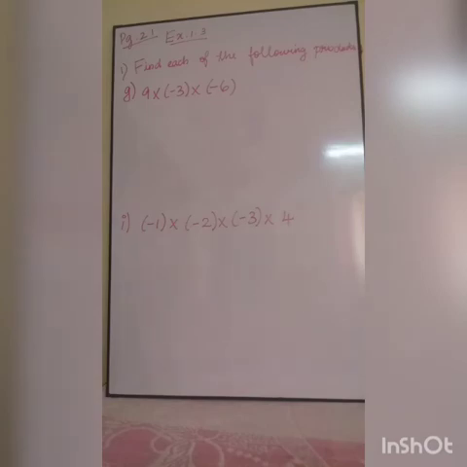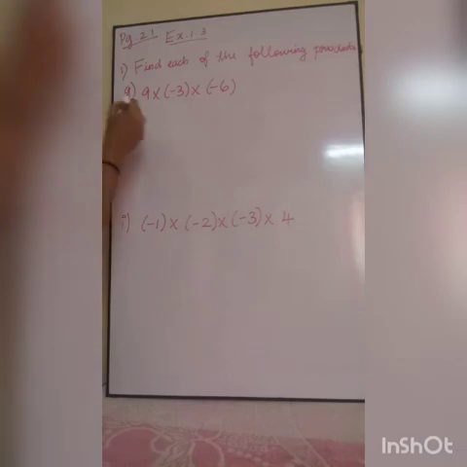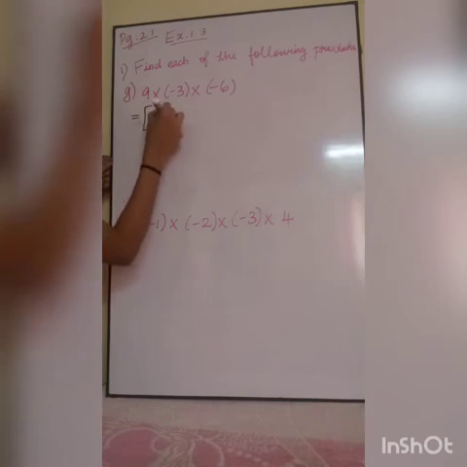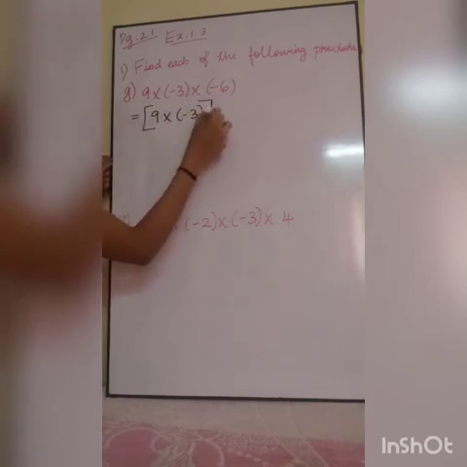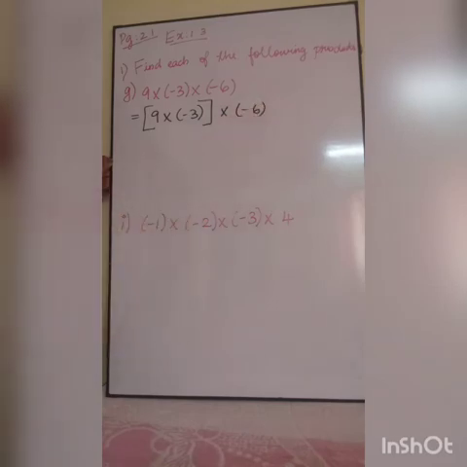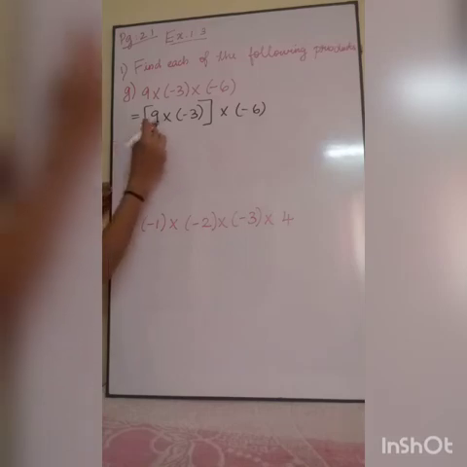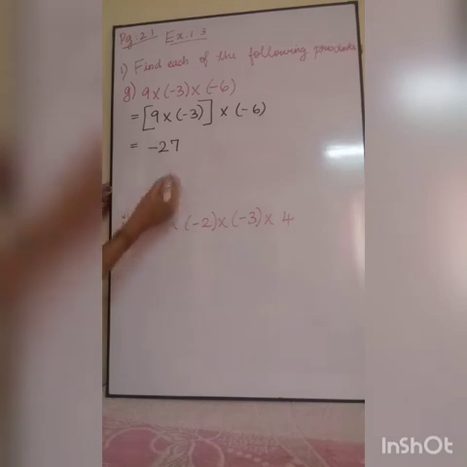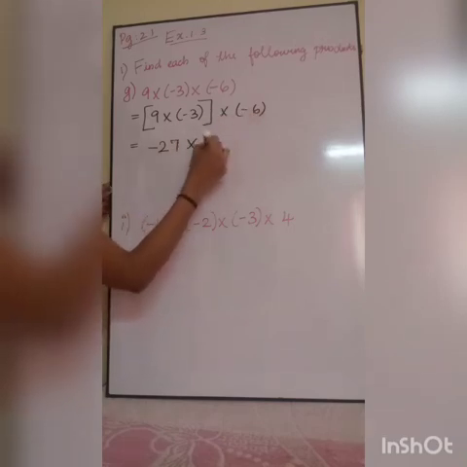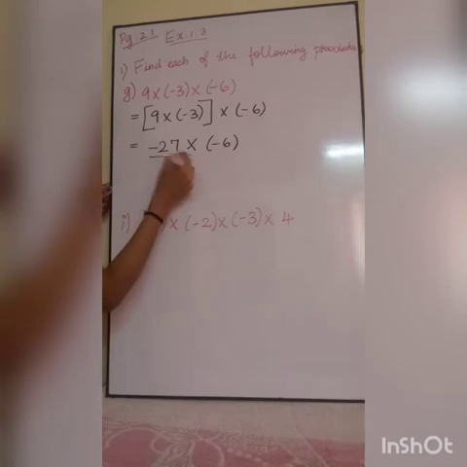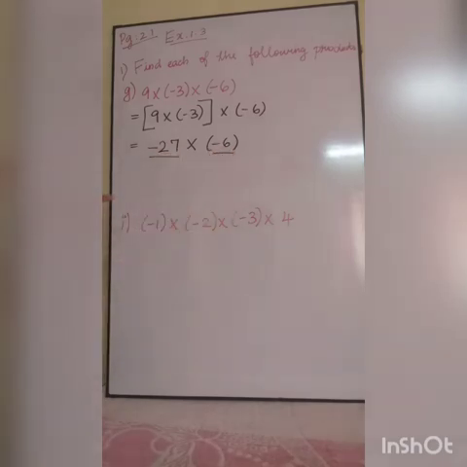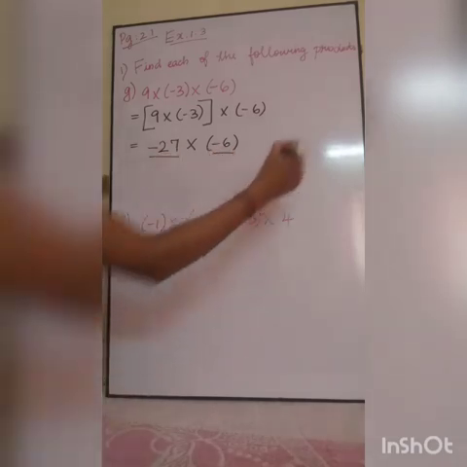In this G question, how many integers are there? 3 integers. So how will you write it? By using the associative property, I am going to combine. Listen: 9 into minus 3, then into minus 6. 9 into minus 3, I am combining using a bracket. 9 3s are 27, plus into minus is minus. Then you write this into minus 6. Now minus 27 is one integer, minus 6 is one integer. I am just going to multiply, that's all.